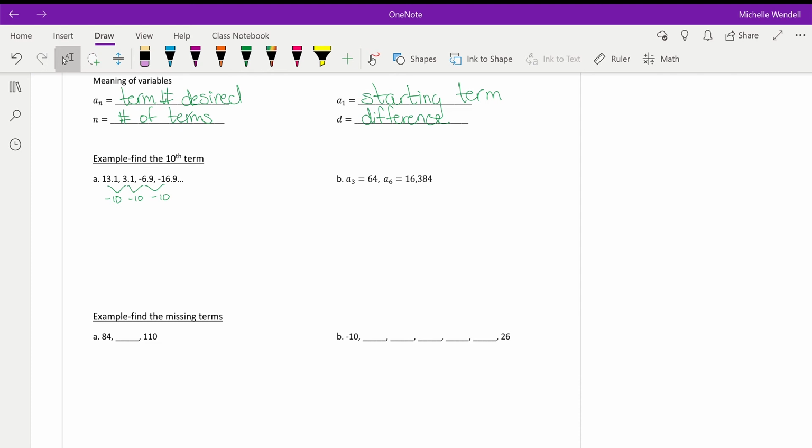Now, I could use a recursive formula, but if I have to get the 10th term with a recursive formula, that means I need to know the 9th term, which means I need to know the 8th term, the 7th, and so on and so forth. So an explicit formula is probably going to be easier in this case.